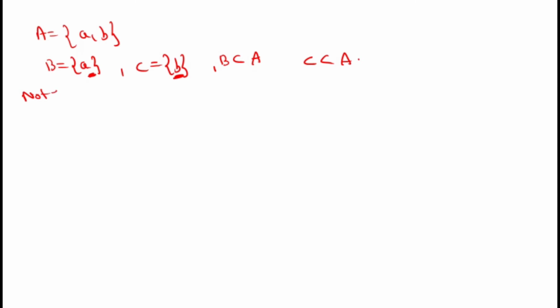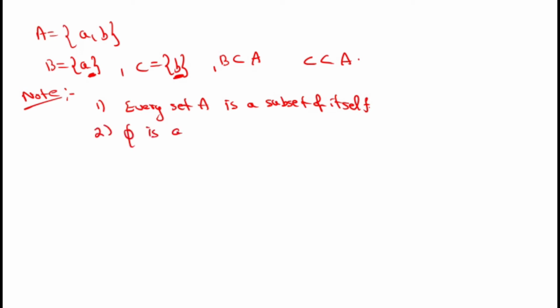Now take some notes that are related to subsets. The first note is: every set A is a subset of itself. Okay. The second note is: the empty set is a subset of every set. Okay, these are two important notes. Okay, the first note is every set is a subset of itself. Okay, for example, see set A is equal to {A, B}. Okay, you can say that A is a subset of A.